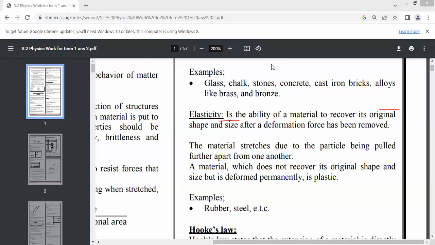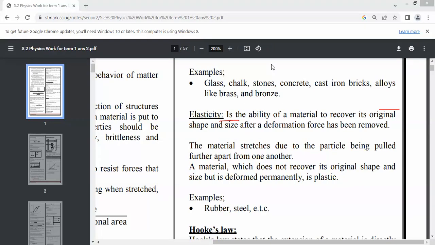Now, when we have a material, for example, a rubber band, when you pull it, it will stretch. But when you remove the pulling force, then that rubber band will regain back its shape and size. So a material that is able to do that is what we call an elastic material.